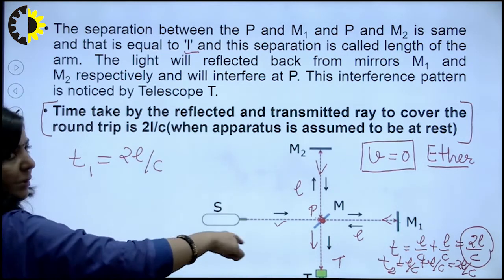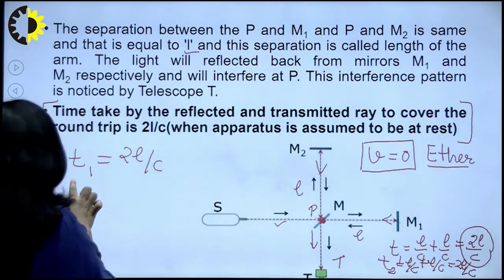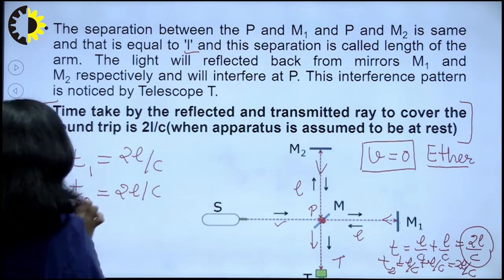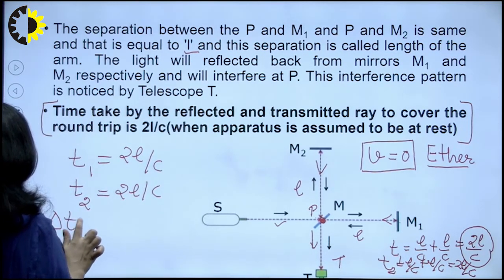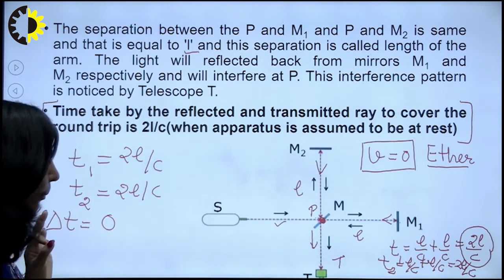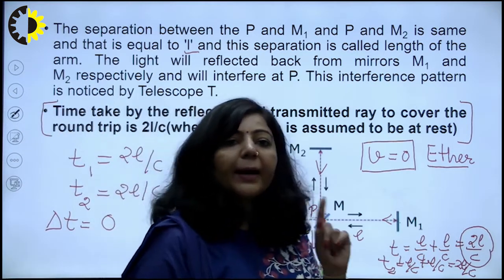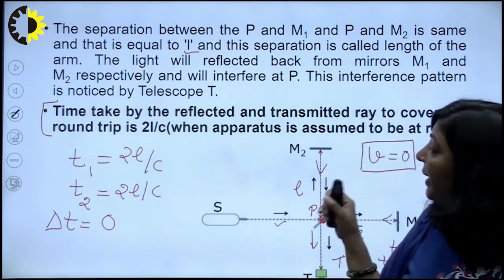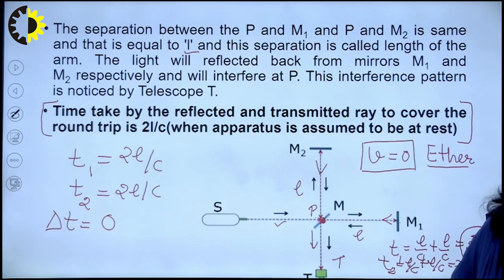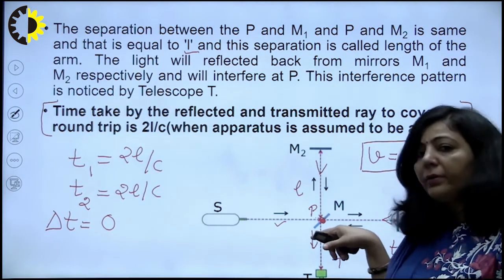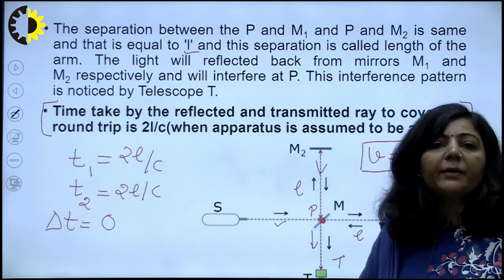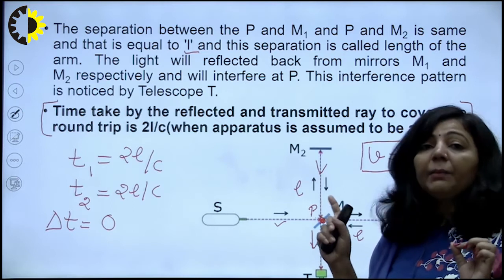Time taken by that transmitted ray to travel that optical path, your T2, is also equal to 2L by c, right? So what is the time difference? The time difference is 0. It means both the rays, reflected as well as transmitted, take equal time to move from the glass plate to the mirror and then from the mirror back to the glass plate. After this complete round trip, they reach the glass plate at the same time. So that time difference is 0.